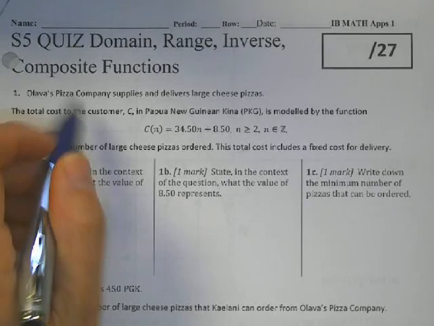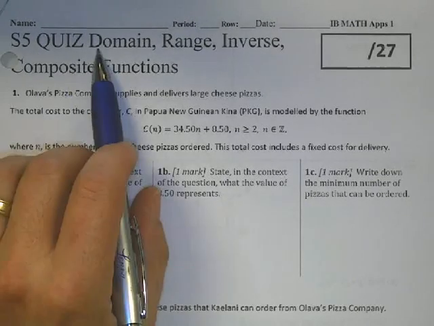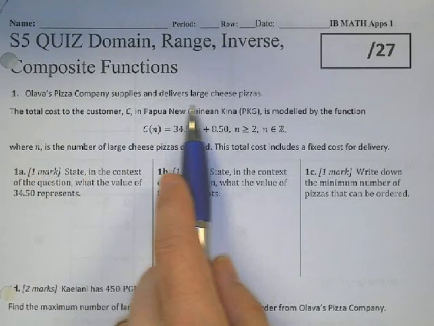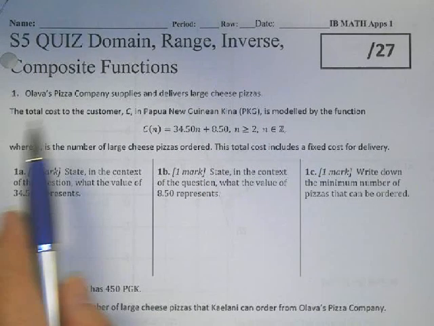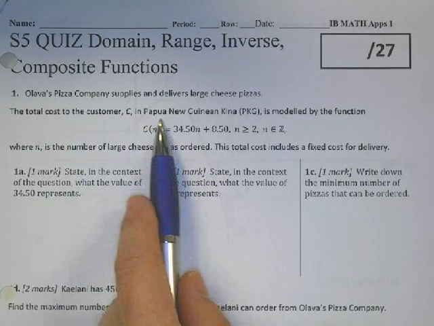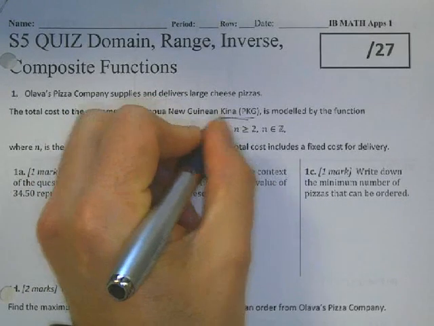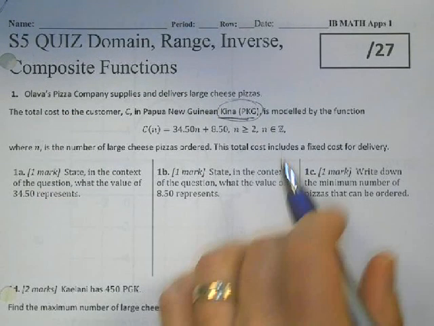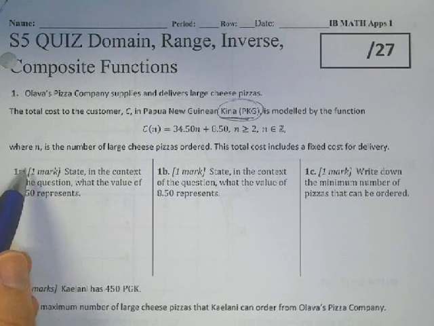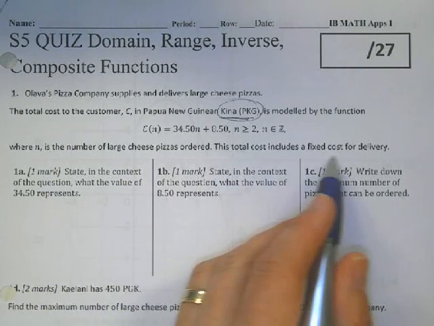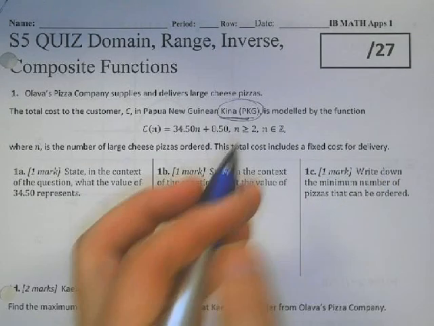Okay, we're going to go over quiz corrections for this quiz. So, Olivia's Pizza Company supplies large pizzas. The total cost C in Papua New Guinea, Kina, so this is the currency in Papua New Guinea, is modeled with this function. N is the number of large pizzas ordered. The total cost includes a fixed delivery cost.